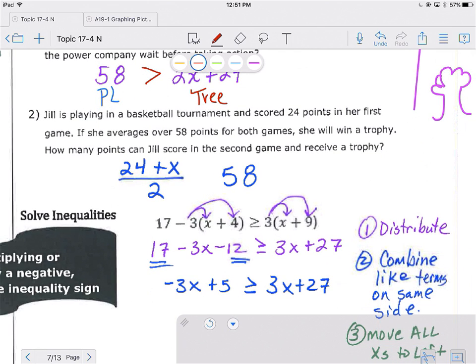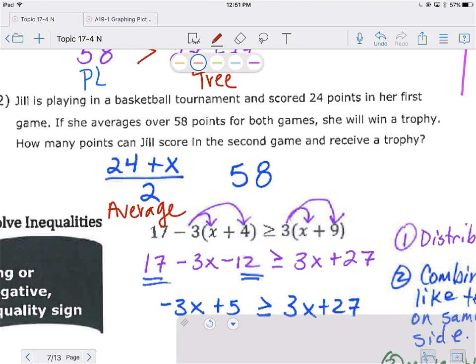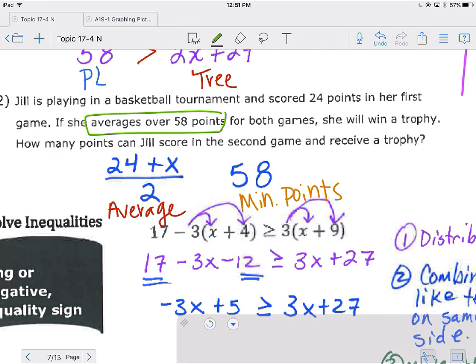Example 2, Jill is playing in a basketball tournament and scored 24 points in her first game. If she averages over 58 points for both games, she will win a trophy. How many points can she score in the second game to get the trophy? So on this side, we have her average, and on this side, we have the minimum points. Now this sentence right here kind of tells us what needs to happen. Her average needs to be over or greater than 58 points.